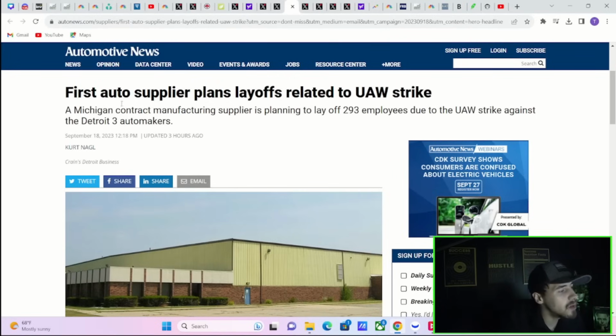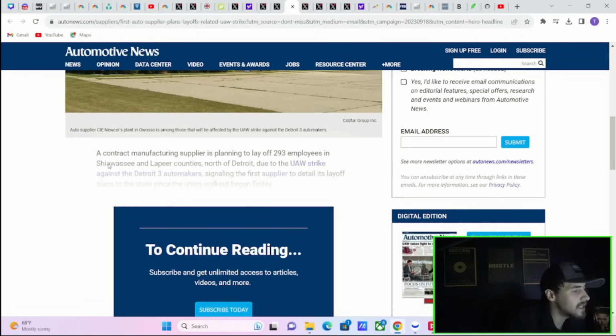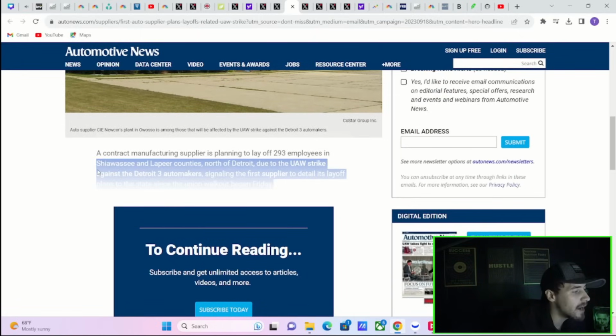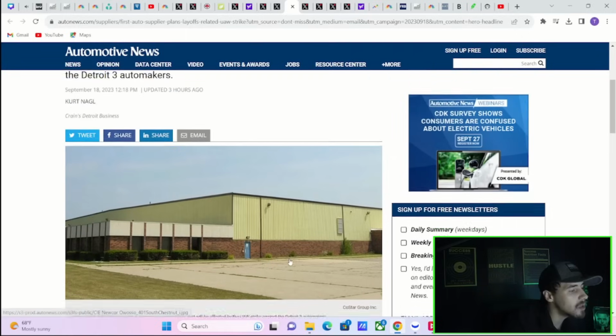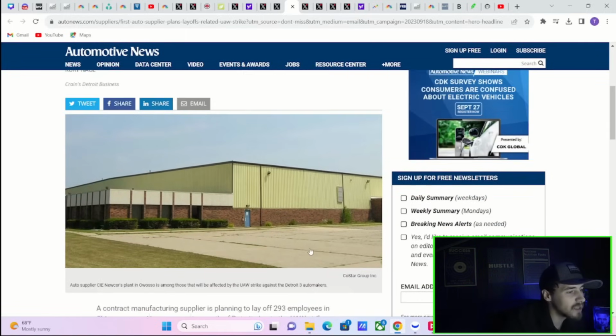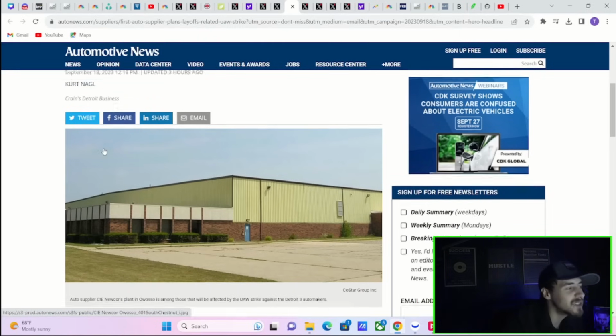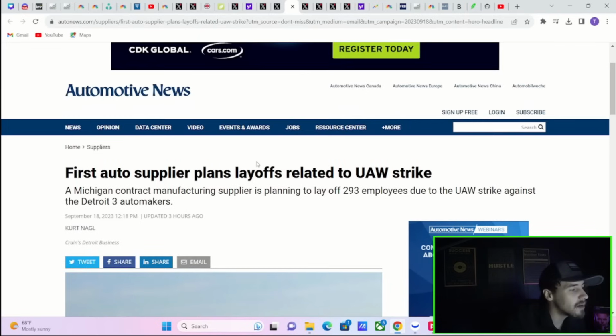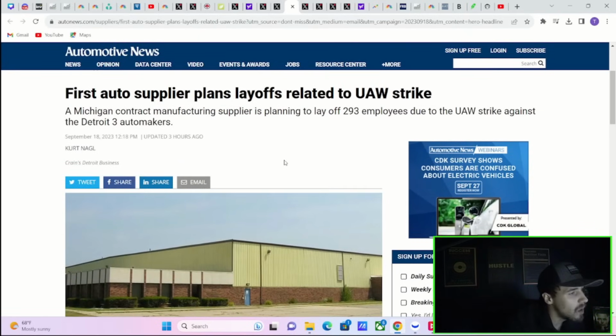Take a look at this news. It says the first auto supplier plans layoffs related to the UAW strike. A Michigan contract manufacturing supplier is planning to lay off 293 employees due to the UAW strike against the Detroit 3 automakers. This is in the Shiawassee and Lapeer County area. This is actually pretty dang close to where I live personally, just maybe like 100 miles away, 50 miles away, something like that. It's not that far away, so it's really starting to hurt the local economy here in Michigan quite a bit, and that's going to take a toll on the rest of essentially America as well.